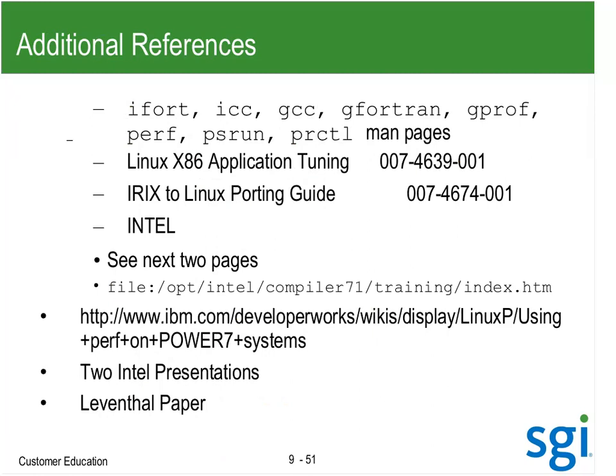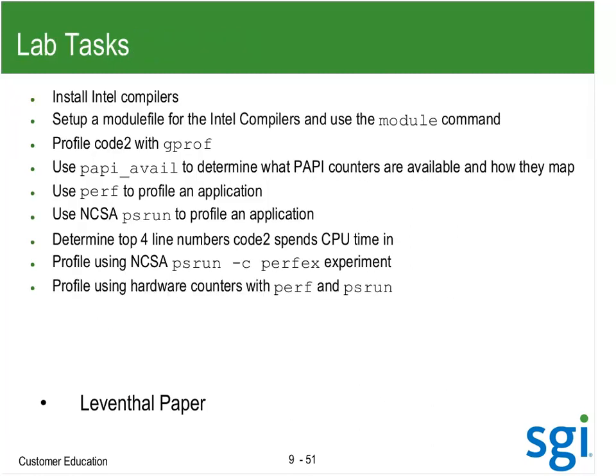Let's see here. Again, the key lab for you today is finishing up anything that you haven't done, but really important, I need to have everybody get Intel installed on their system so I can do OpenMP tomorrow. Set up your module file and then profile code 2 with gprof. Check out PAPI avail to figure out what counters are available and what native event they map to. Use perf to profile an application. Use psrun to profile an application. Find the top four line numbers in code 2. Then I want to get the hardware counters and do that psrun with the perfex report.